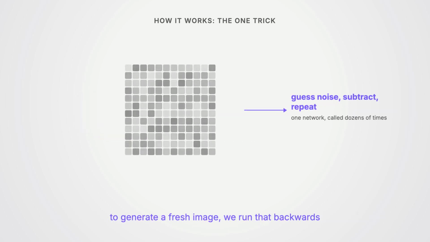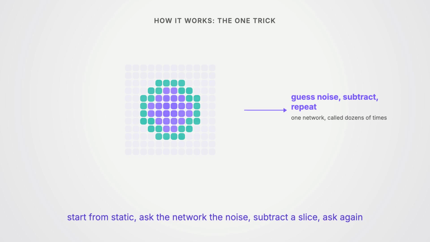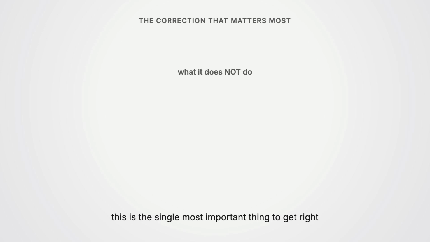To generate a fresh image, we run that backwards. Start from pure static. Ask the network what the noise is. Subtract a scaled slice of it to get a slightly cleaner image. Ask again. Subtract again. And here is the part to hold on to. It is one single network, called over and over, dozens of times, each call gently cleaning what the last one left behind. This is the single most important thing to get right, because nearly every casual explanation gets it wrong.